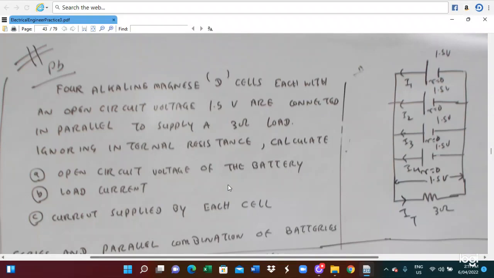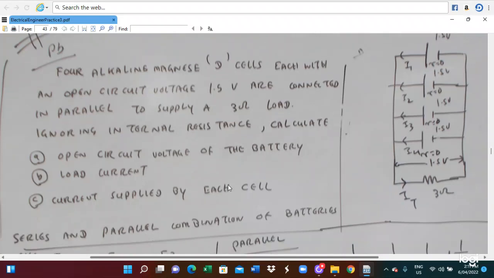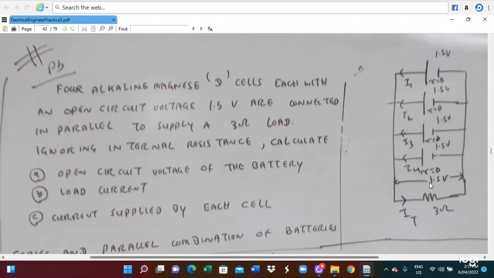Supply the 3 ohm load, ignoring the internal resistance. We need to calculate the open circuit voltage of the battery, the load current, and the current supplied by each cell. So this is the connection diagram. Each cell provides 1.5 volts, the internal resistance is 0, and the load resistance is 3 ohm.